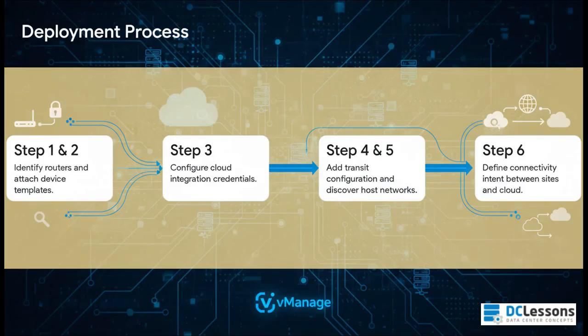So, at a high level, that 4-part workflow breaks down into these 6 basic steps. You start with device templates and getting your cloud credentials plugged in. Then, you move on to discovering what's out there and configuring the networks. And it all leads up to the final step, defining your connectivity intent. And the best part? Every single step is handled right inside vManage.